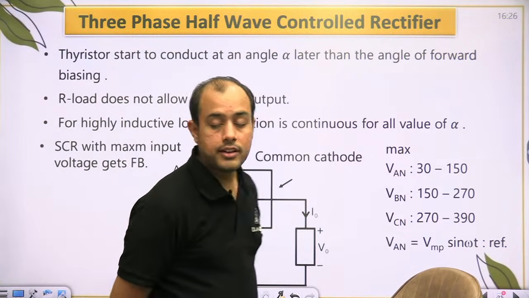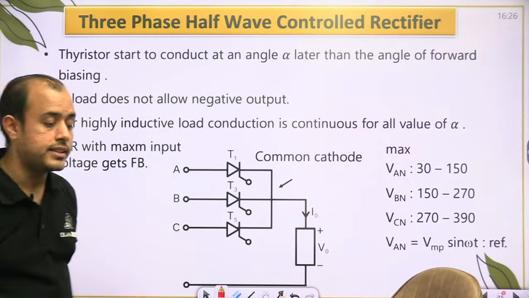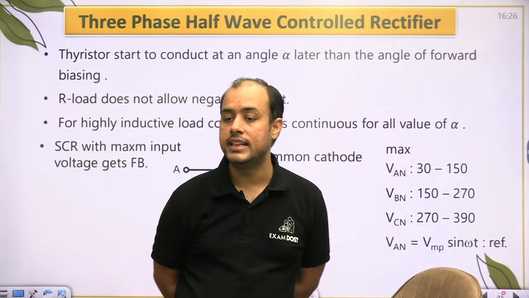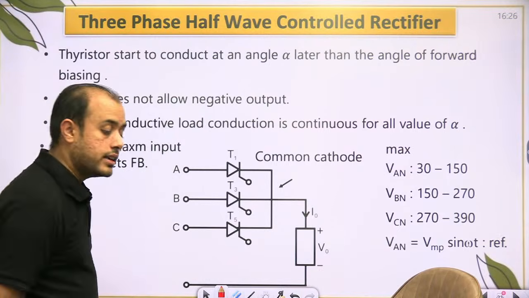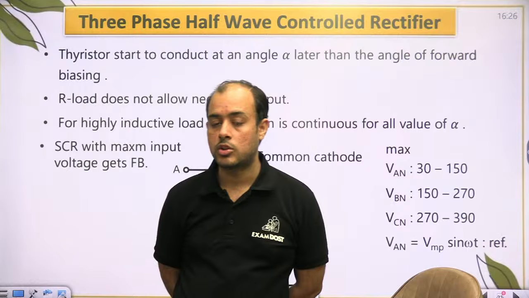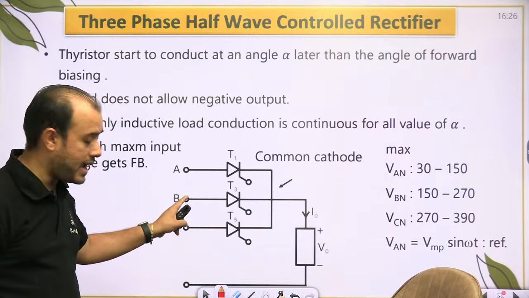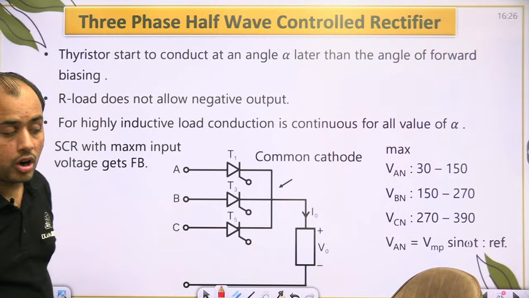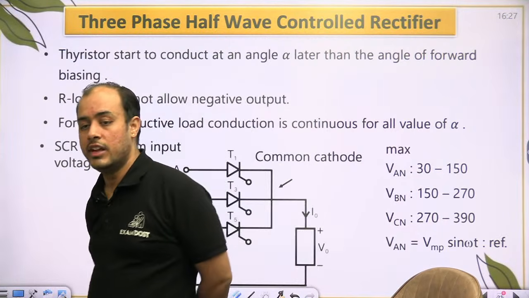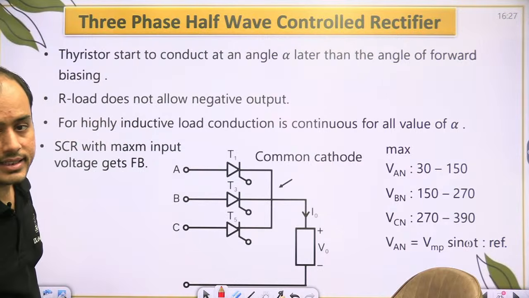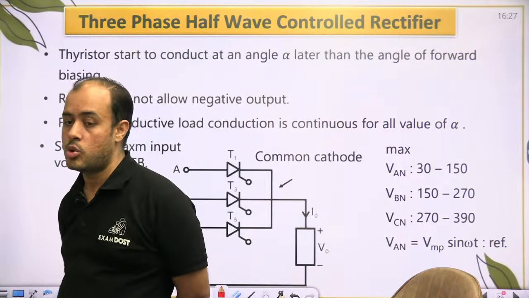Okay. Now if it is a R load, it does not allow negative V naught, but for a highly inductive load, conduction goes on continuously. Now, what is the rule of common cathode? The common cathode connection says the SCR with the maximum value of voltage at the anode will become forward biased. जिस किसी SCR का maximum voltage anode पे लगा होगा वही forward bias होगा.